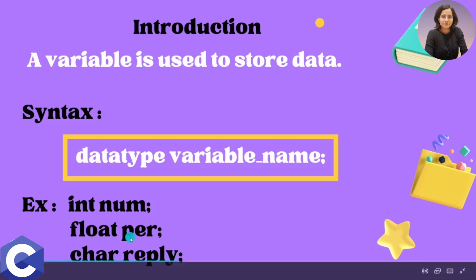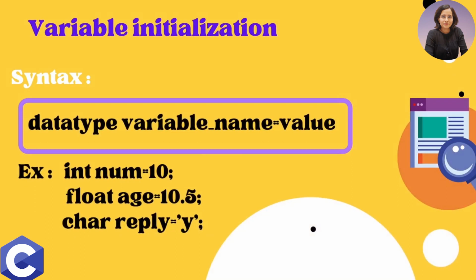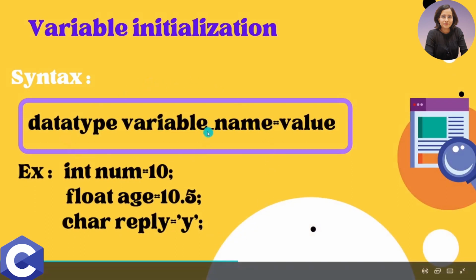The second example you can see here, the per variable is declared as a float, means this variable can take only float values. One more example we have, that is reply. This variable is of character data type, means reply can handle only single character. Now we will see at the time of declaration how we can initialize the values.